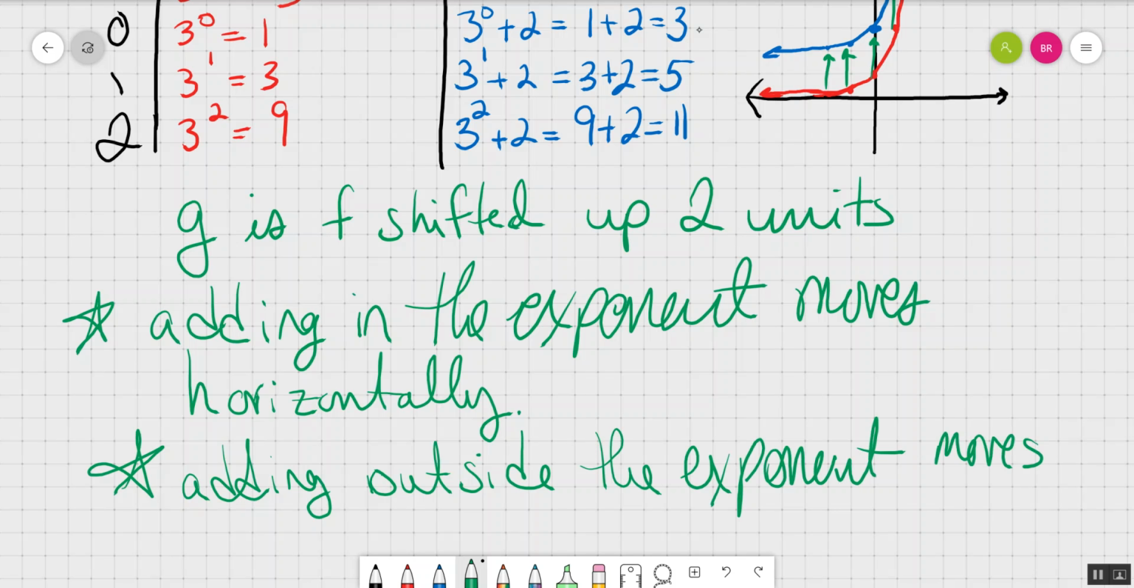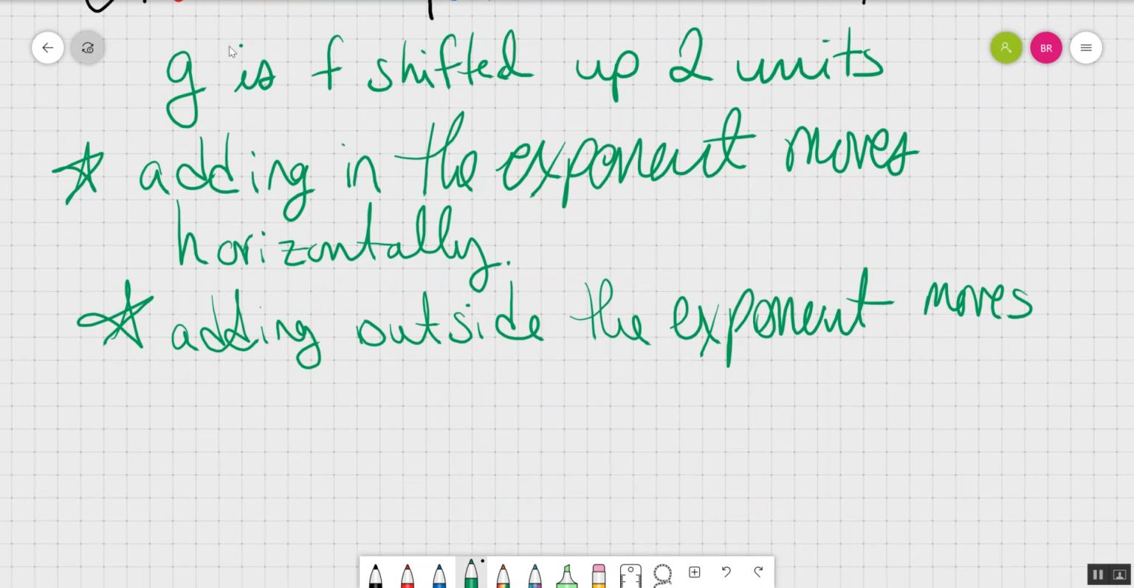I'm using the word moves, but really what I mean is shifts the graph, which means moving the graph, so I don't know why I'm saying this differently. Vertically.